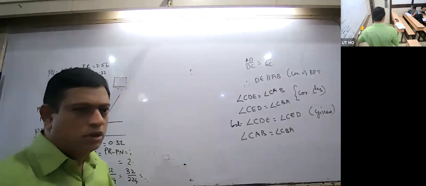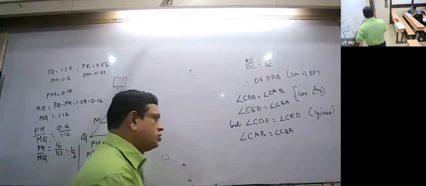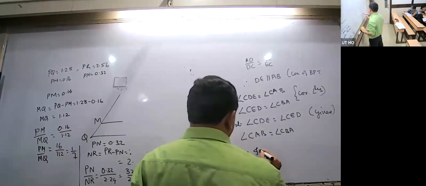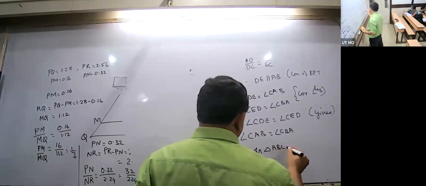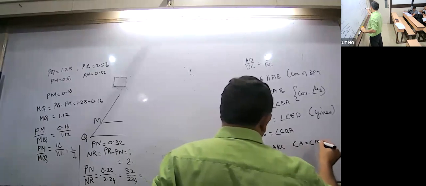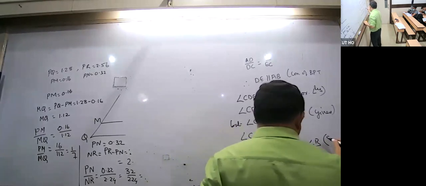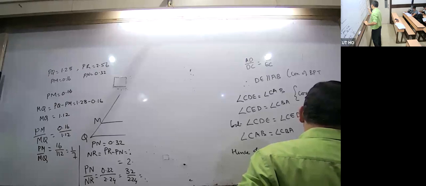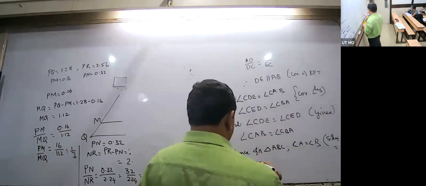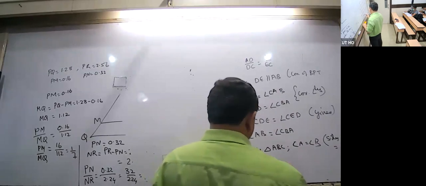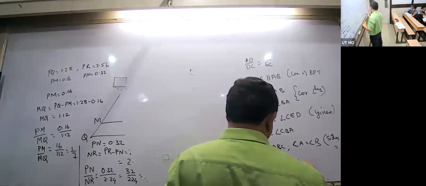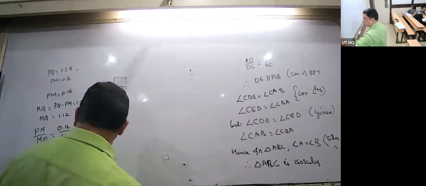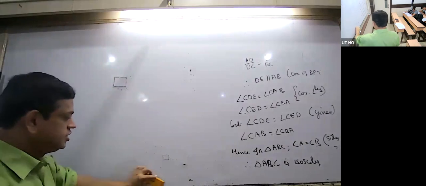Is the geometry followed? Kushal? Yes. Therefore, hence, in triangle ABC, CA is equal to CB, sides opposite to equal angles. Therefore, triangle ABC is isosceles. Remember, this is not the only way to prove. There are different ways you can prove.